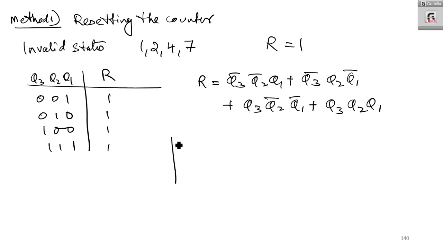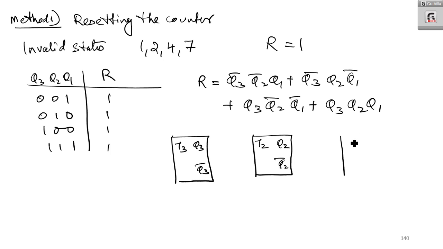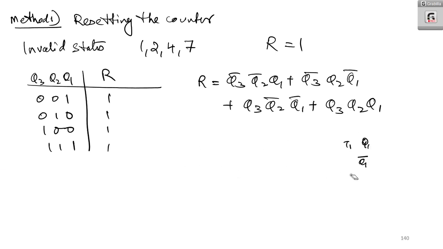So I will draw that circuit again. We are having T3, Q3, Q3 bar. Here I am having T2, Q2, Q2 bar. Then I am having T1, Q1 and Q1 bar. Now, before going into the circuit, let me simplify that term.